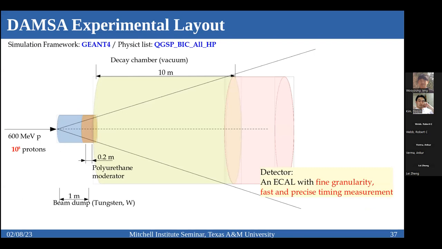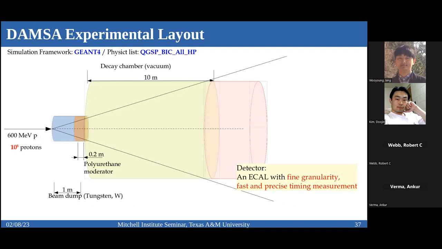We place some dump material here. In this specific study, we used a copper dump, and here is the decay chamber, which gives some amount of volume for the ALP to decay. And here is the detector. As a result of this study, we found that in this kind of setup, we need a fine granularity of the detector, and also fast and precise timing measurement capability. The reason is that we placed this decay chamber in order to study how the beam-related neutrons will be produced in this chamber.